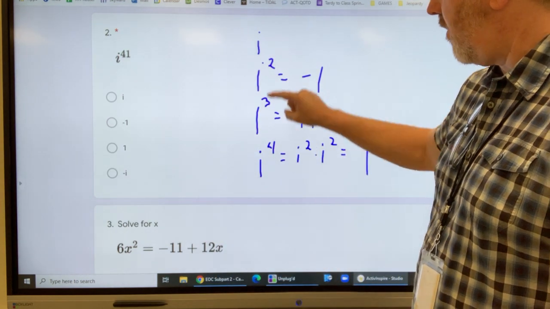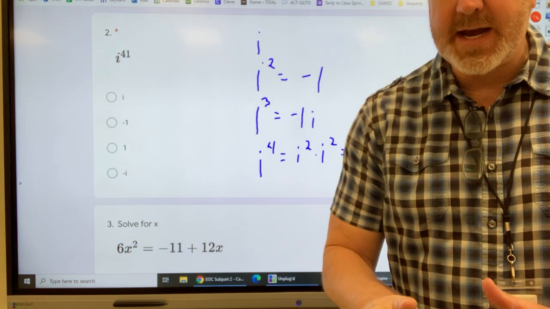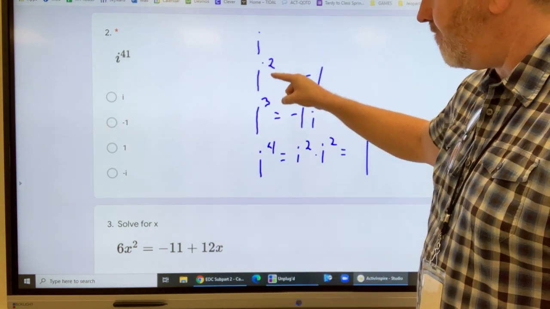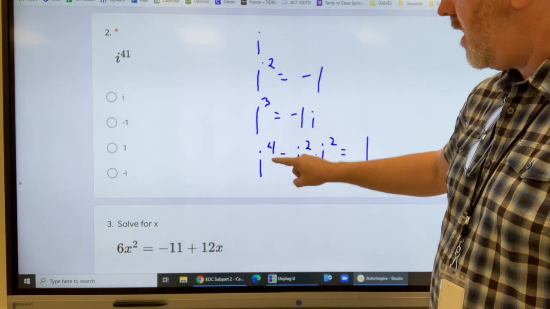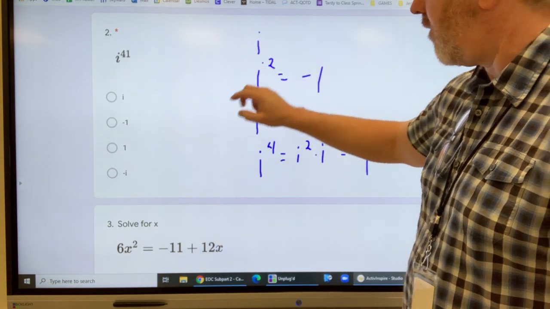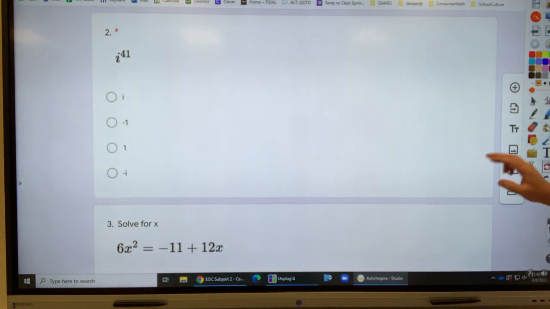And then you just count them up. 1, 2, 3, 4, 5, 6, 7, 8, 9, 10, 11, 12. Because I know that every multiple of 4 lands here, I'm going to call that 40 and call that 41. I'm going to go with i on that one. Okay? All right, moving on.